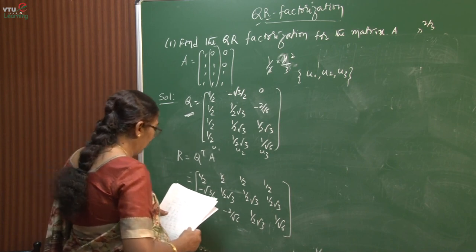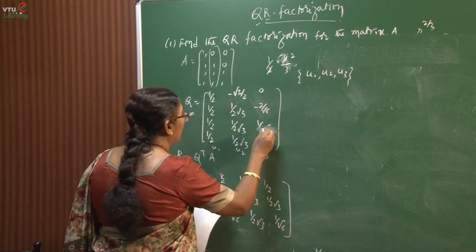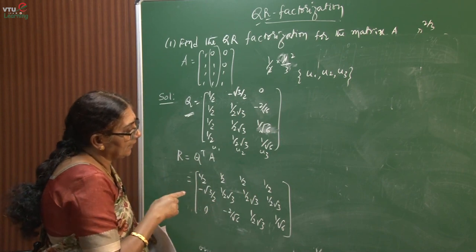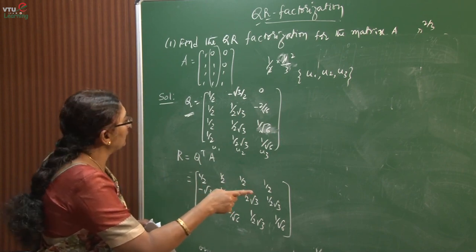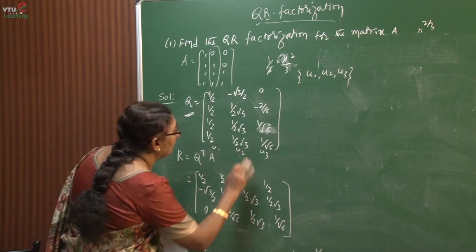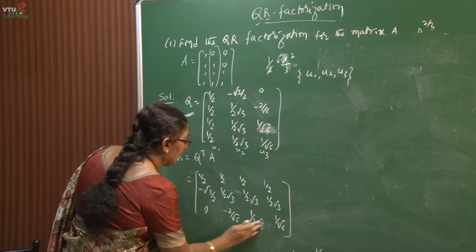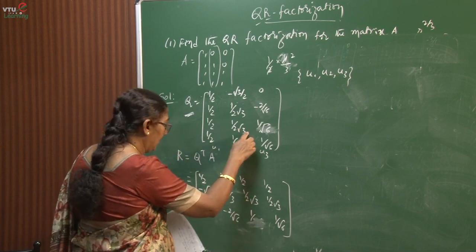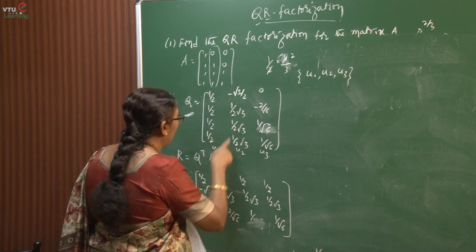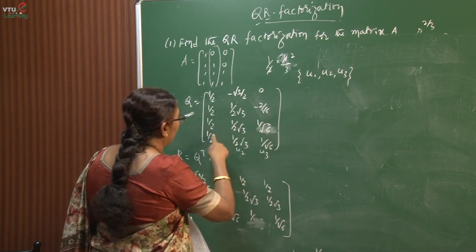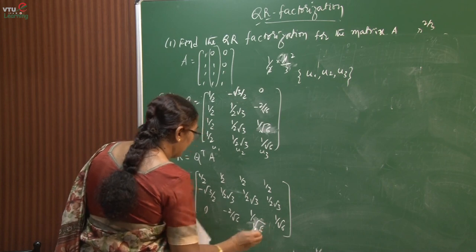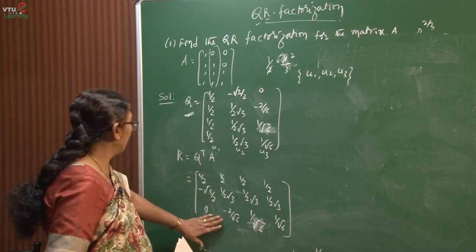What is my Q? This is also 1 by root 6. Right now I don't have that. Already I discussed that it is 0, minus 2 by root 6, 1 by root 6 and 1 by root 6, U1, U2, U3. Once you make the row into a column, this row becomes a column. The last value, 1 by root 6, is correct. Now this is correct for Q transpose.